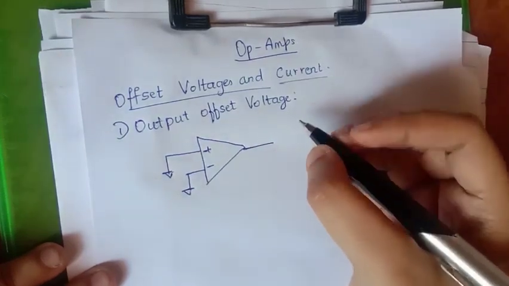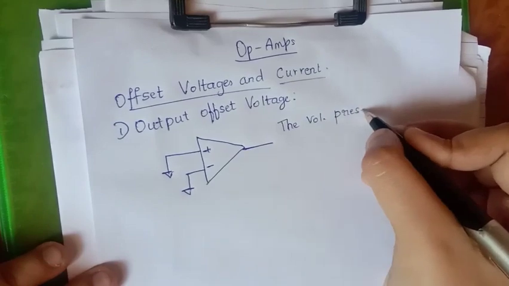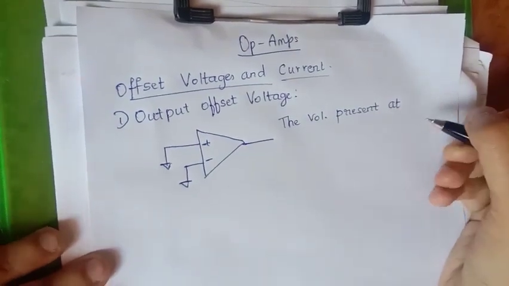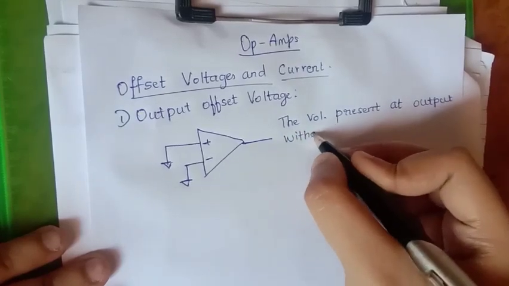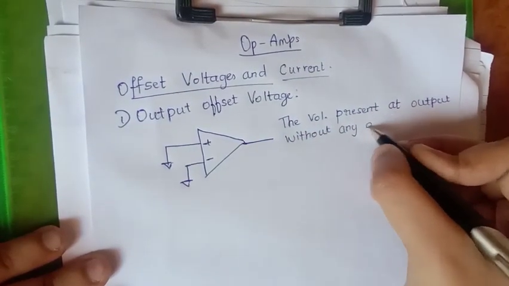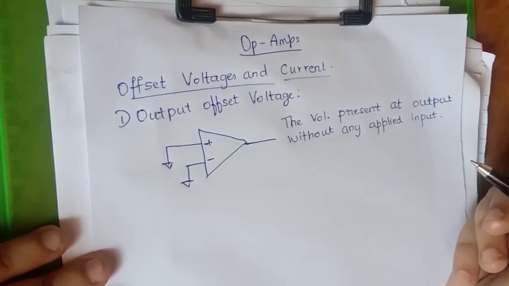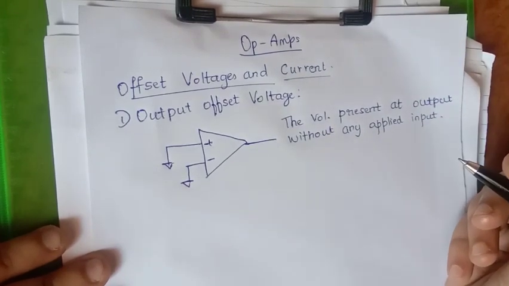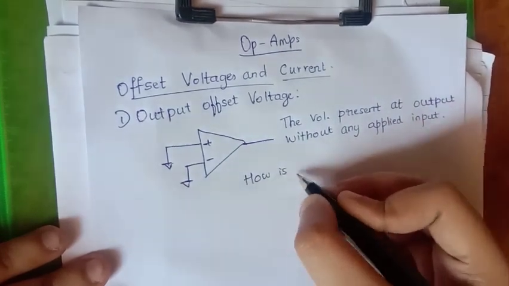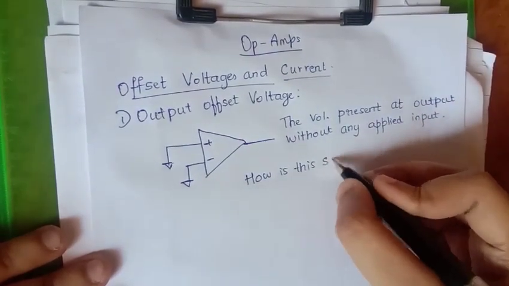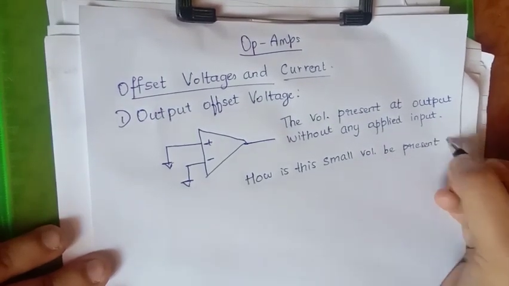Which means even if the input is not applied to the operational amplifier, and both the inverting and non-inverting terminals are grounded, there would be a small voltage seen at the output of the operational amplifier. This voltage is termed as the output offset voltage. Now the question is, how or why is this small voltage present at the output?